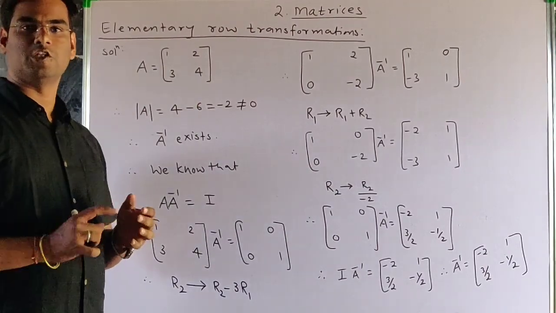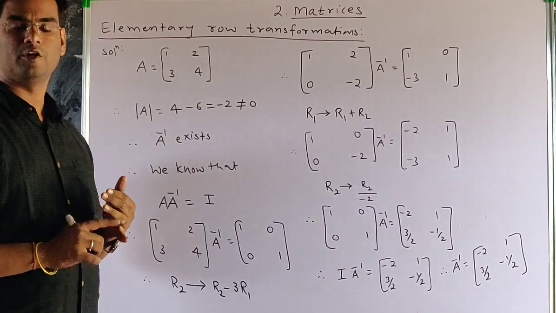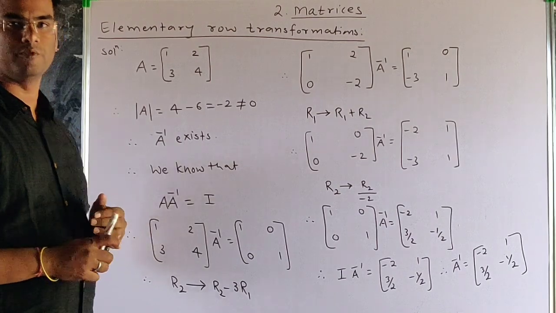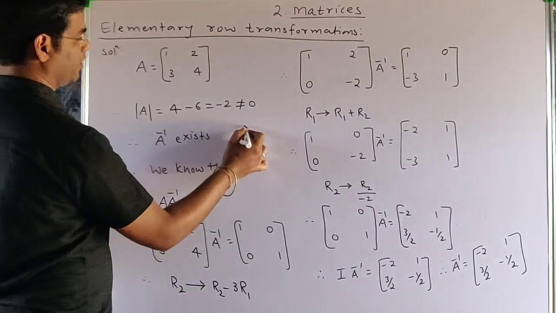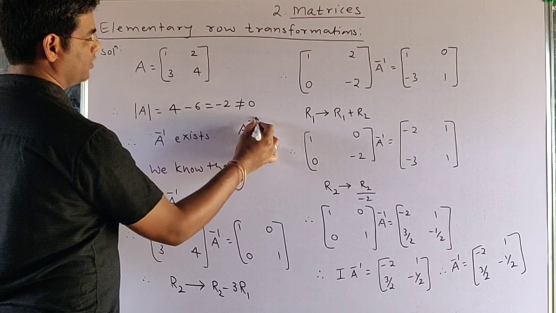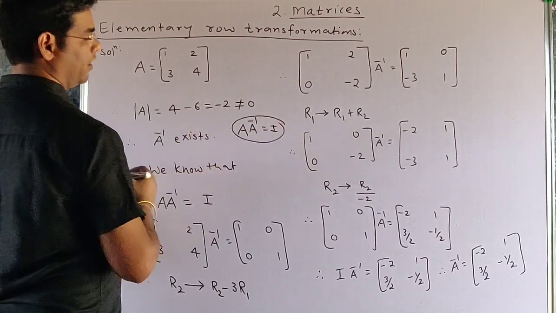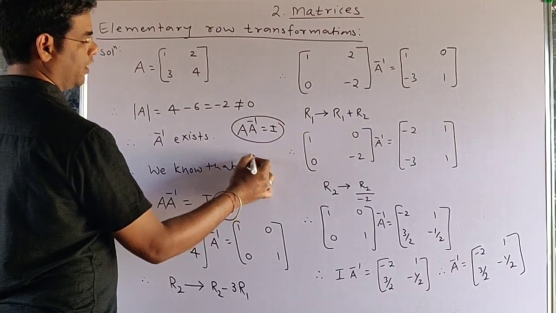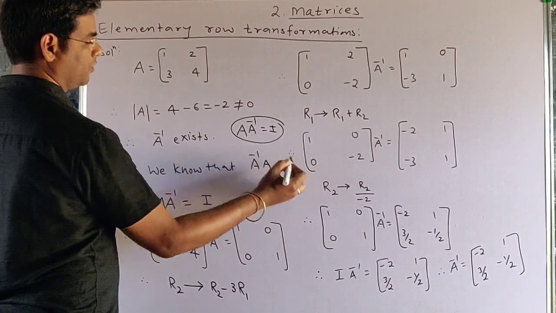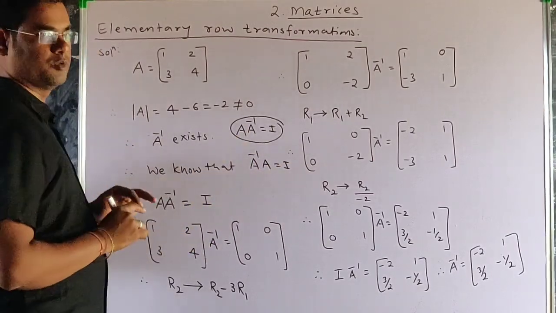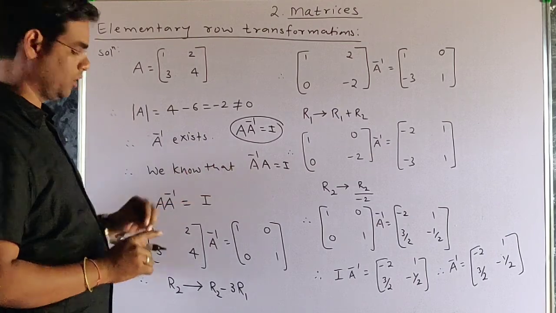As we know, the transformation is of two types, row transformation and column transformation. For row transformation we have written the formula A into A inverse equals I, and for column transformation, A inverse into A equals I. These are the two types of transformation, row transformation and column transformation.